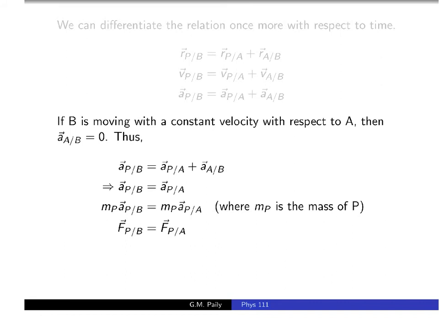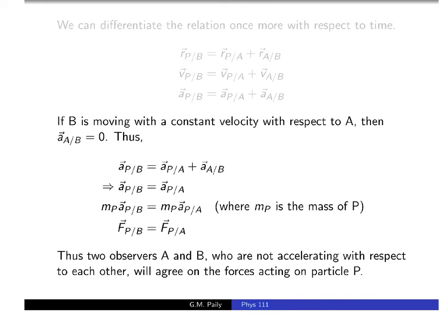This is an important concept since it allows us to define what we mean by an inertial frame. Once again, the two observers A and B, who are not accelerating with respect to each other, will agree on the forces acting on particle P. Conversely, we can see that if one of them is accelerating, let's say B is accelerating with respect to A, then they will disagree on the forces acting on particle P.